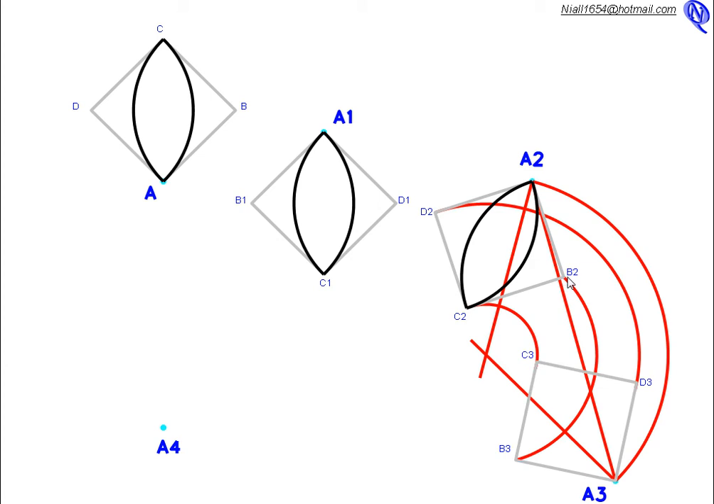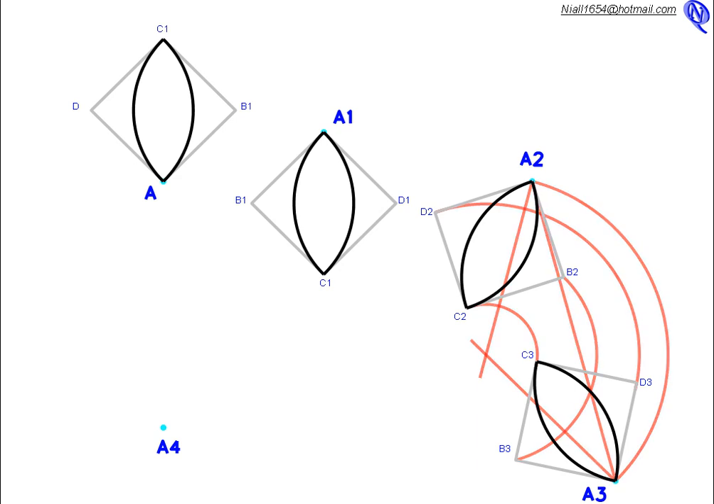So if you join any point here back to the rotation point here and create 120 degrees, that is going to give you your corresponding point. So for example, if you join D2 to this point and measure 120 degrees, that is going to give you D3 here. We then draw in our figure.